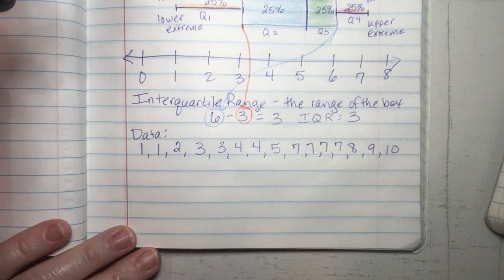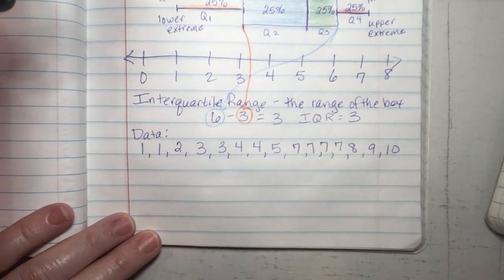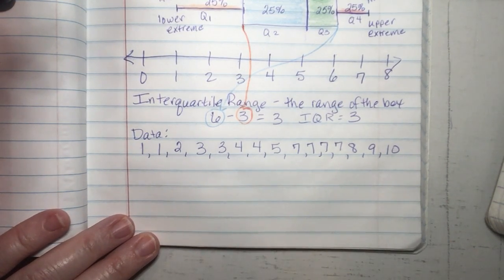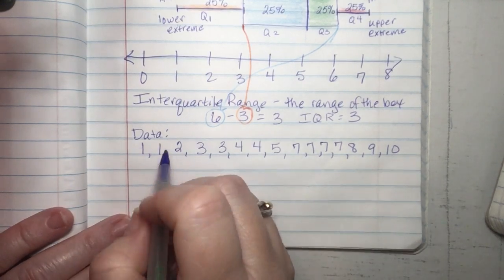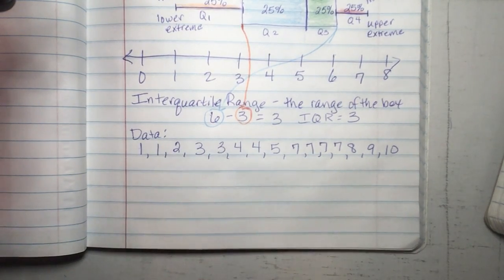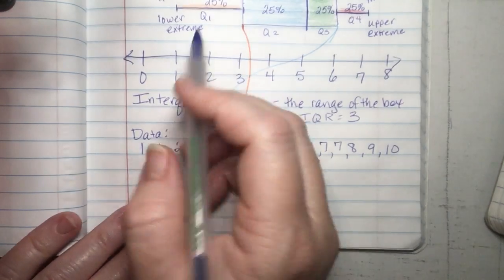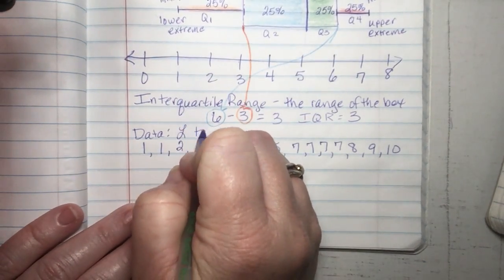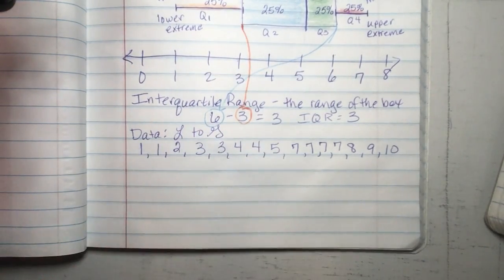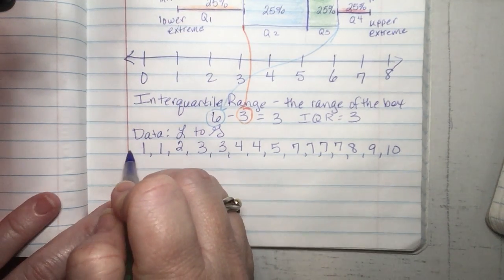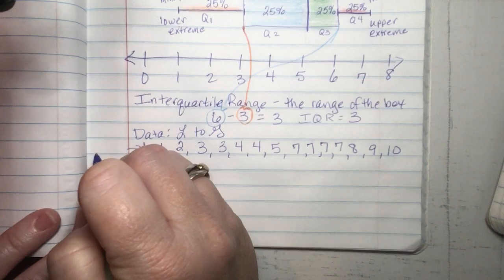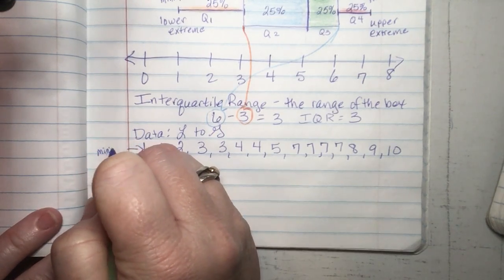Okay. So now we're going to start getting our stuff together that we need to make a box plot. So we need a minimum and a maximum. Notice that our data is in order from least to greatest. That's going to be important. Your data has to be in order. It has to be in order. Okay. So 1 is going to be our minimum.